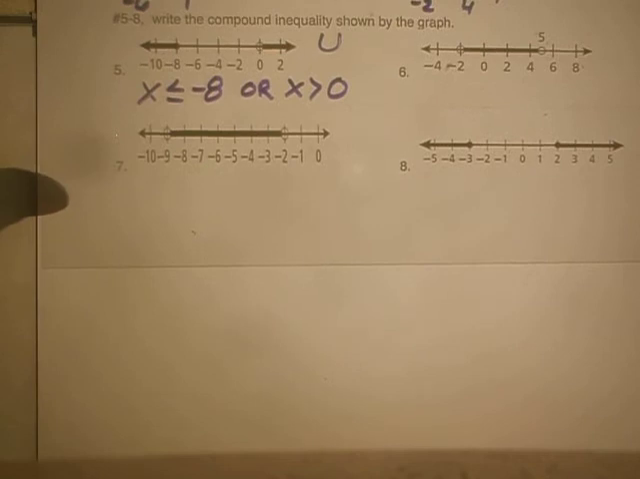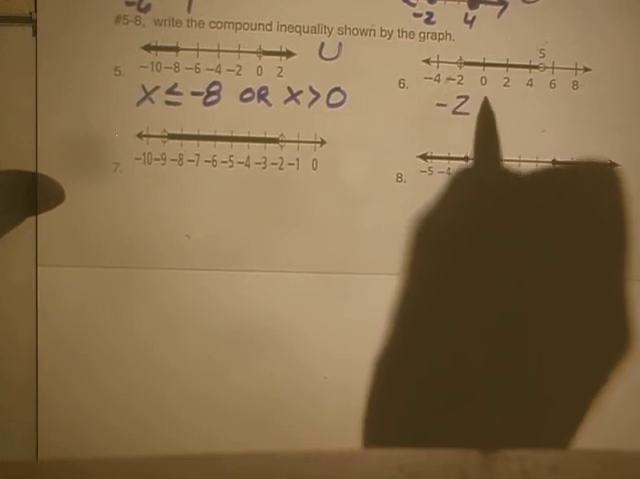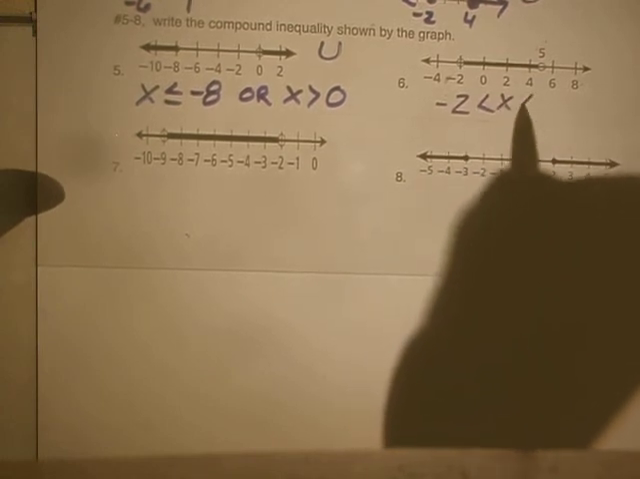Number 6, we basically have all the numbers between -2 and 5. So you have -2 is less than x is less than 5. Open circles, so we're just going to have a less than.